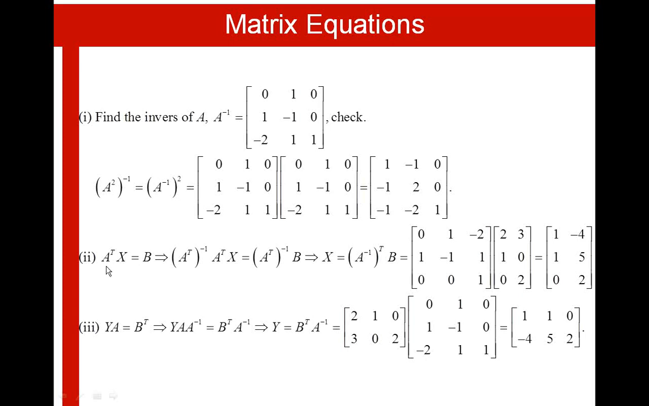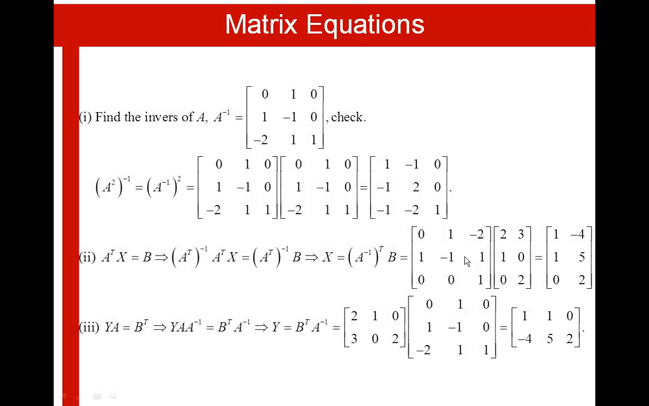Now, to address part 2 of the question, A transpose times X equal to B, we need to find the value of X that satisfies this equation. To do that, we need to isolate X. To isolate X, we multiply both sides of the equation by (A transpose)^-1, the inverse of the A transpose matrix. We multiply both sides from the left, but multiplying these two produces the identity matrix. The identity times X means X is equal to (A^-1) transpose times B.